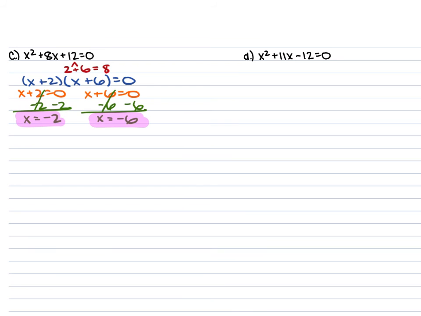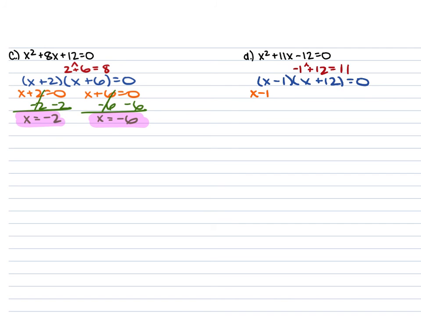For example D, we have x squared plus 11x minus 12 is equal to 0. We're going to use the factoring method for this one also because our 2 factors of negative 12 that add up to positive 11 are negative 1 and positive 12. So this factors out to be x minus 1 times x plus 12 is equal to 0.